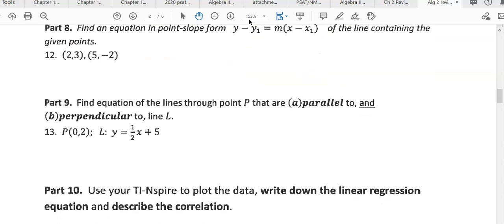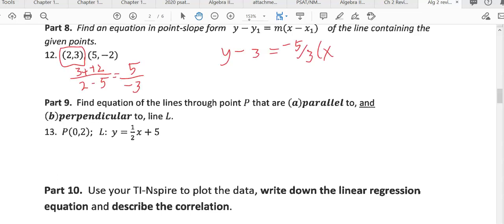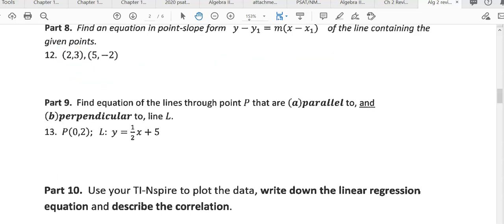Find the equation of the line in point-slope form. So let's find the slope first. This is 3 minus -2 over 2 minus 5. Boom, boom. That's 5 over -3, so -5/3. So I'm going to go ahead and write my equation. I'm going to choose this point. So it's going to be y minus y1, which is 3, equals -5/3 times x minus 2. You got it.